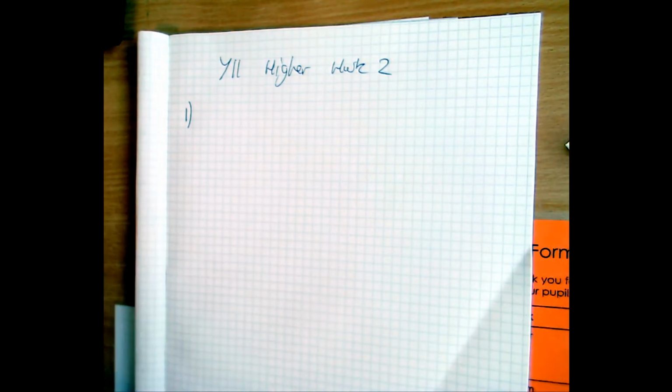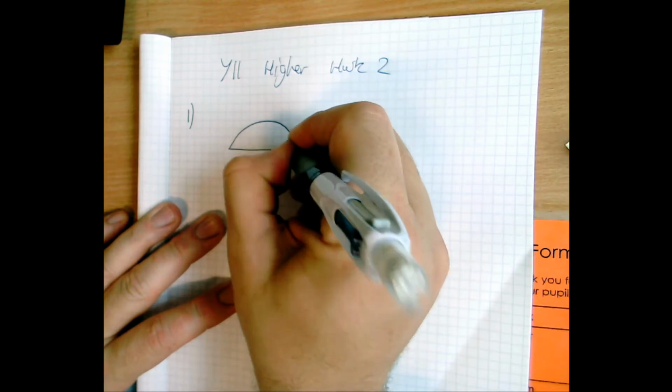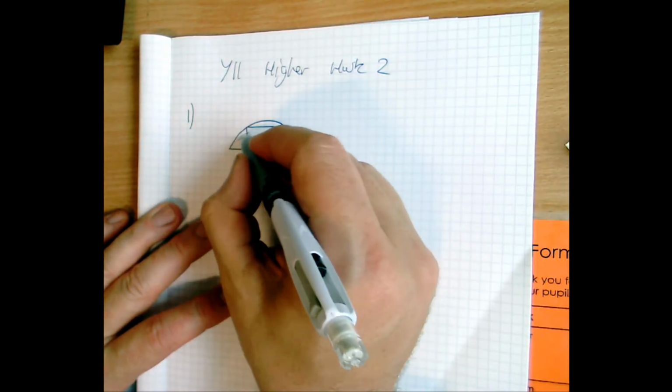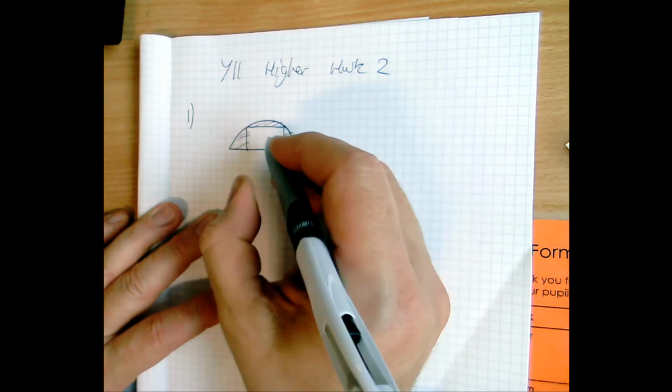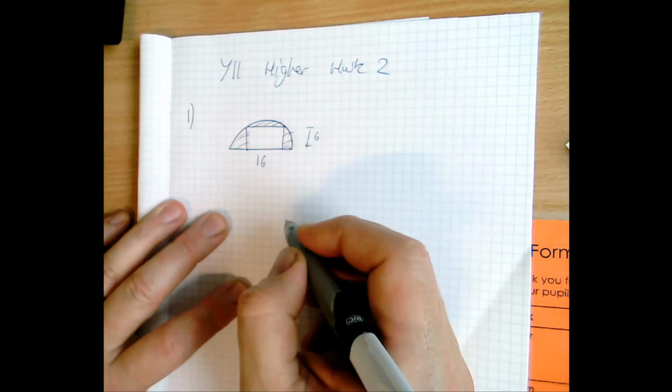Similar questions. The idea with all of these, it's similar questions until they're not. So we get a bit of practice at the same sort of question and see ourselves getting better. So here's my semicircle. I'm given the dimensions of the rectangle. The dimensions of the rectangle are 16 by 6.